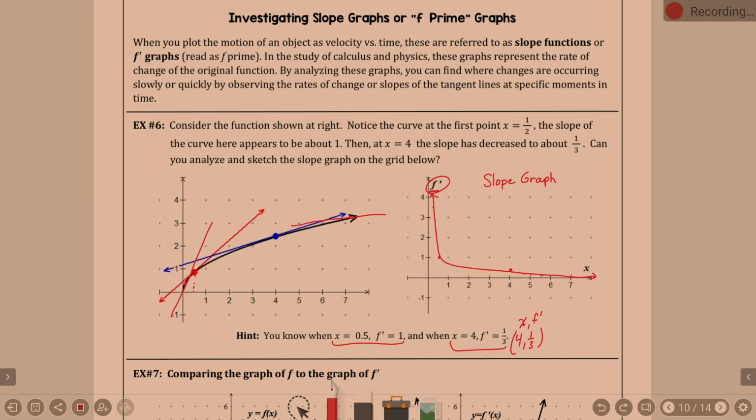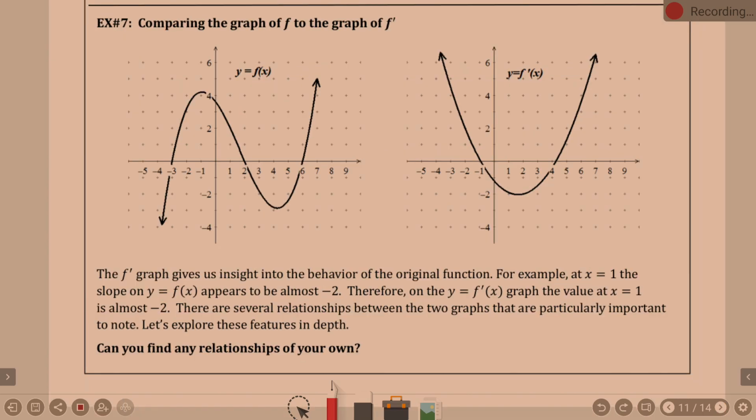I want to go down to number 7 here and compare some of the pieces. I think that will help if we compare and pull them together. Now, on the left, we have the original function. On the right, we have the slope graph, right? So we have the original function, we have the slope graph. The f prime graph, the slope graph, gives us insight into the behavior of the original function.